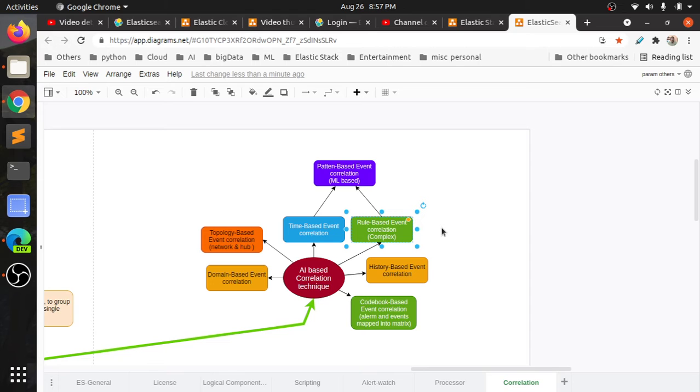And topology based event correlation means we will do this kind of correlations on network data, okay. And domain based event correlation. Let's say we are getting many alerts, then we will classify a particular domain, let's say something.com, or something tool specific. So domain based, we can group the data.